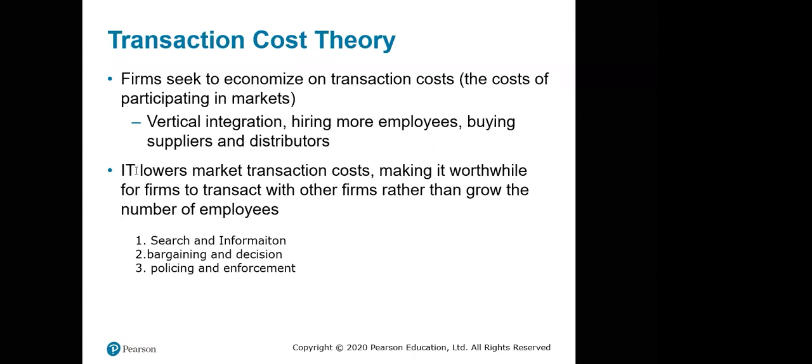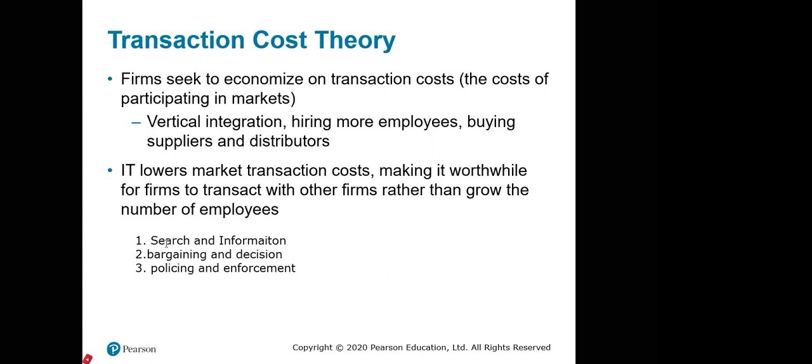So IT lowers the market transaction cost, making it worthwhile for firms to transact with other firms rather than grow the number of employees. Instead of hiring more employees, it is not suitable for you to hire more employees, because it will give you higher cost. So what you do, IT lowers the market transaction cost for you.